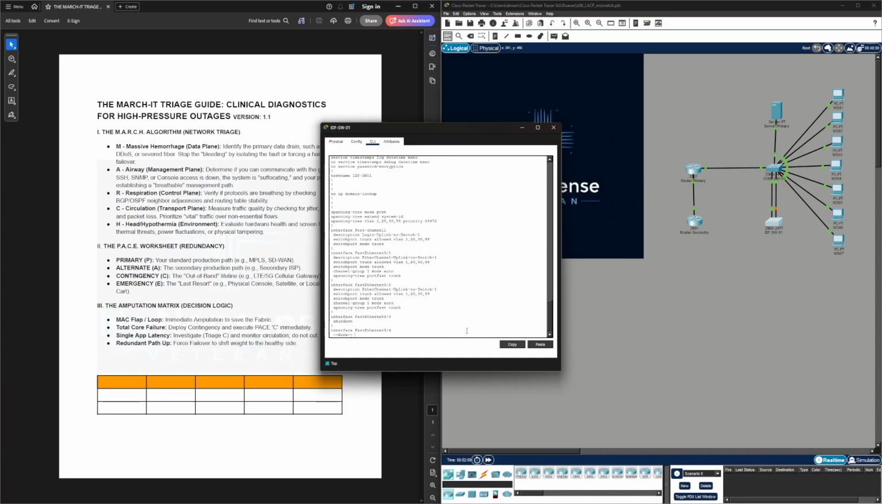There is the hemorrhage. The core is expecting LACP. The IDF was configured for PAgP. The handshakes are failing. The protocol is suffocating. We don't need to overthink this. We just need to clear the airway and align the protocols.